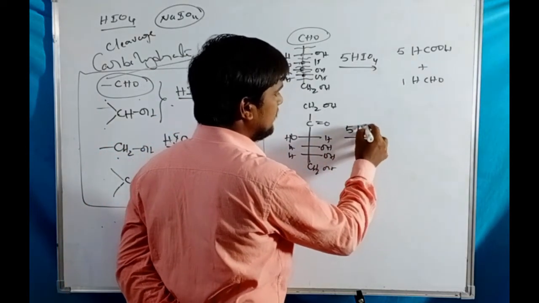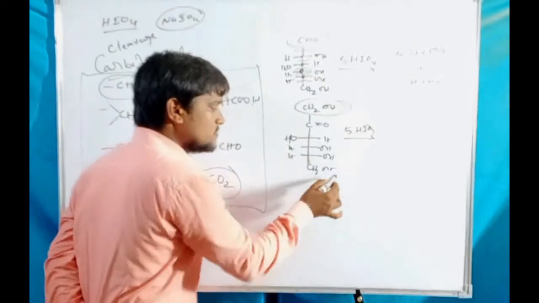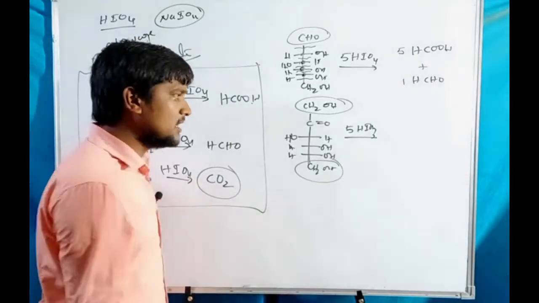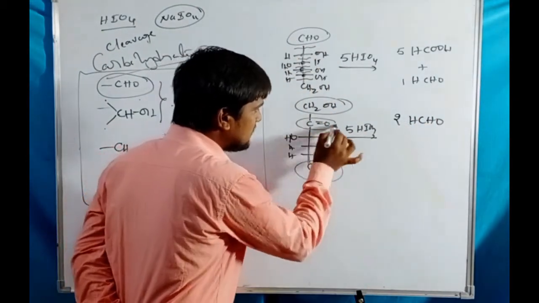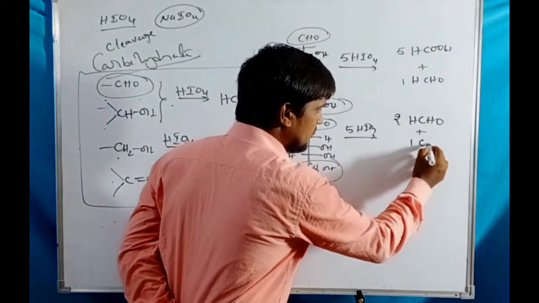Here also it consumes 5 moles of formic acid. Now the top part is CH2OH and the bottom part is CH2OH, both are primary alcohols, so primary alcohols will produce 2 moles of formaldehyde. Now here this is the ketone group. The ketone group can convert into the corresponding CO2, so 1 mole of CO2.